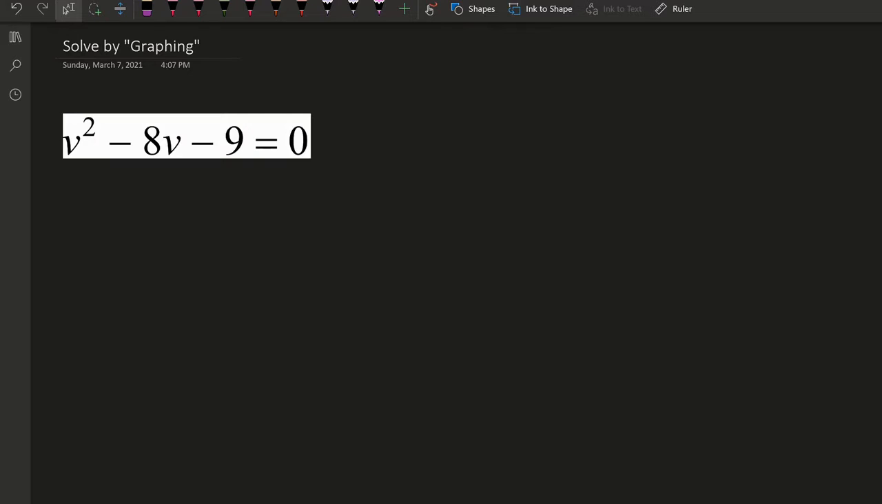First of all, let's look at this equation. This is one that we're familiar with. Doesn't look like it's going to be too difficult at first, but to solve by graphing, I'm going to graph two equations. One, y equals v squared minus 8v minus 9, and then another one being y equals 0.